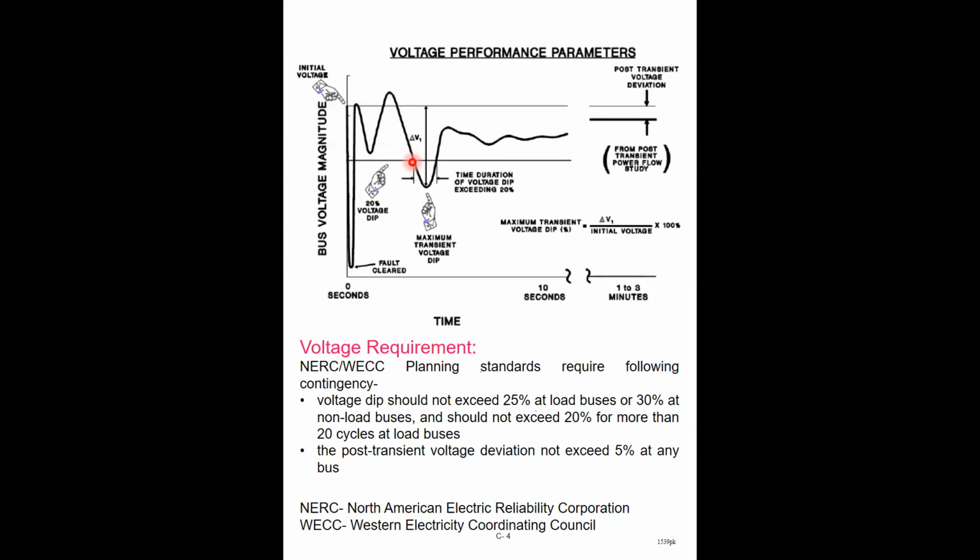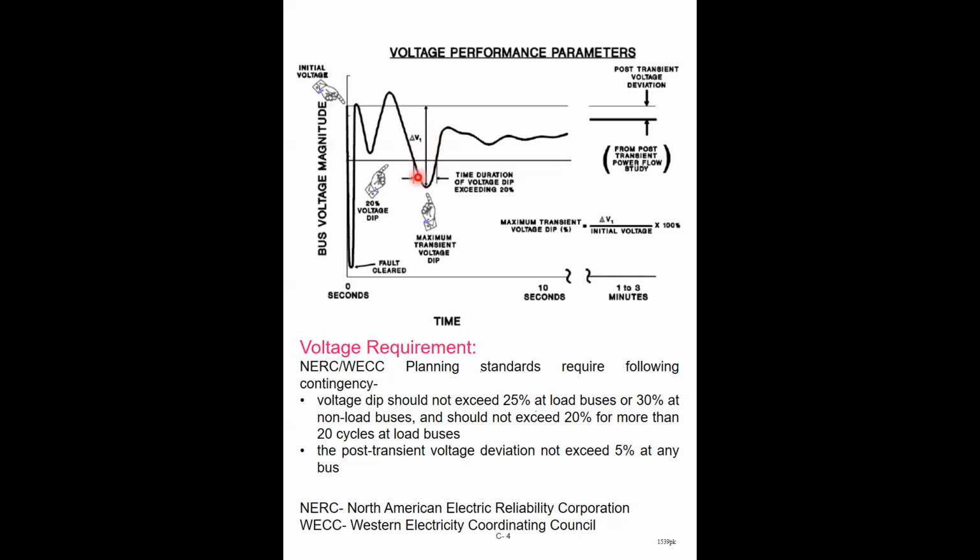Then you have something we can analyze. If I define a 20% voltage dip here, then this is the more serious situation. Then we say that it is the maximum transient voltage dip. And then we ask for what duration you come across a transient voltage dip here. So they measure it actually.